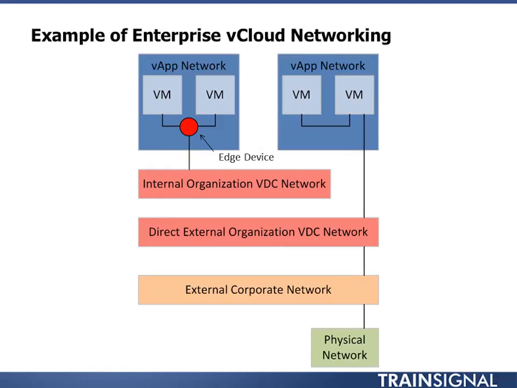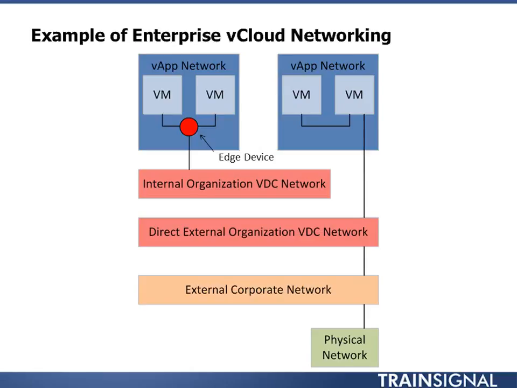So rather than using just the VMware examples, I went ahead and threw together an example of an enterprise vCloud networking model, in which we have 4 virtual machines within 2 vApps. The vApp on the upper left in blue has 2 virtual machines, and the other vApp, also in blue, has 2 virtual machines.